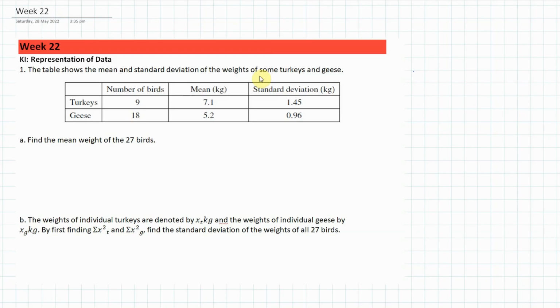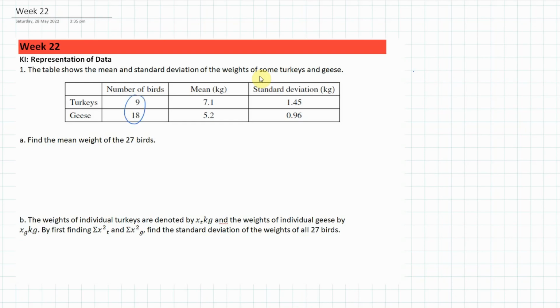Once again, we're working through different aspects of the curriculum that we've already covered in school, and the first section we're looking at is, of course, representation of data. We've got a table here showing the mean and the standard deviation of the weights of some turkeys and some geese, and we're going to find the mean weight of the 27 birds. Okay, so we're adding these two together here.